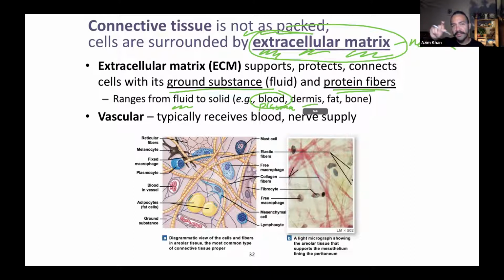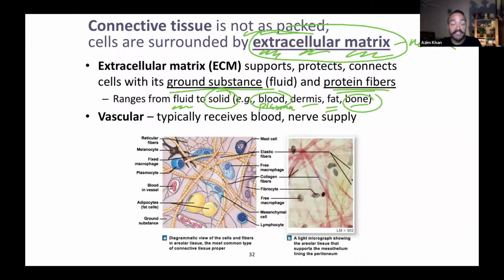Dermis is the intermediate layer of your skin, and it's made of different connective tissues that are not quite liquid, but they're not quite solid either. They're somewhere in between, so it's a mix. Fat is also kind of mixed. There's stuff in between fat cells. Bone, on the other hand, is very solid. So all of these are examples of connective tissues, and they vary in terms of what the extracellular matrix is made of.